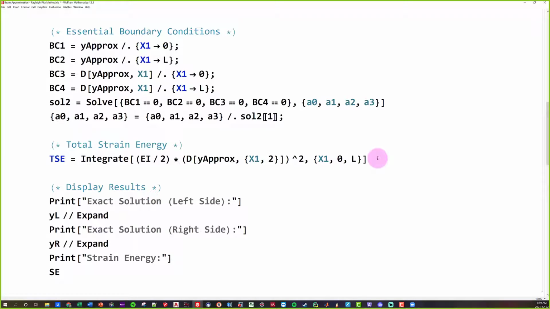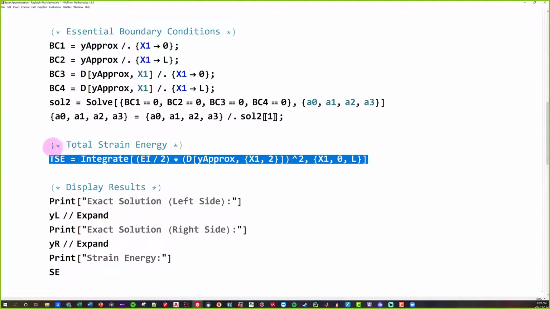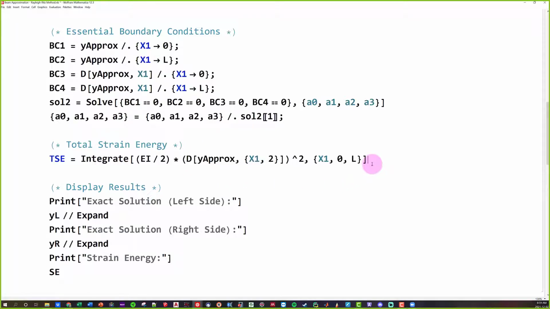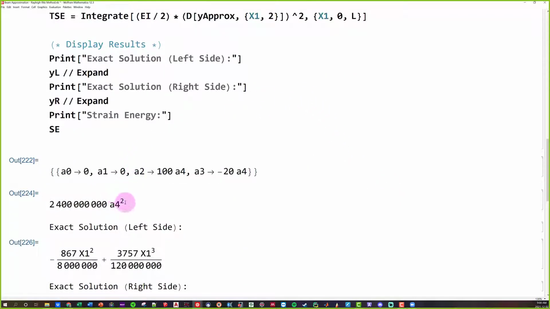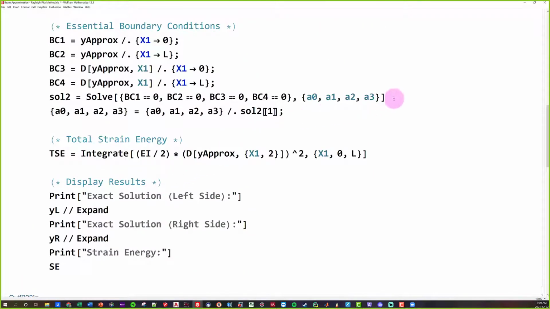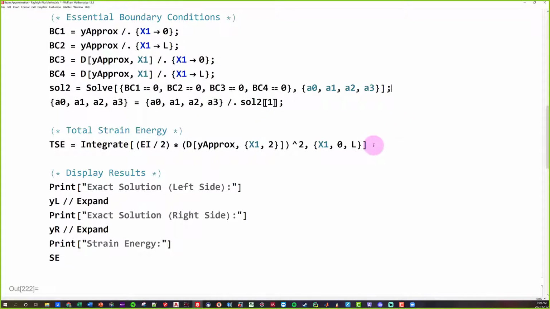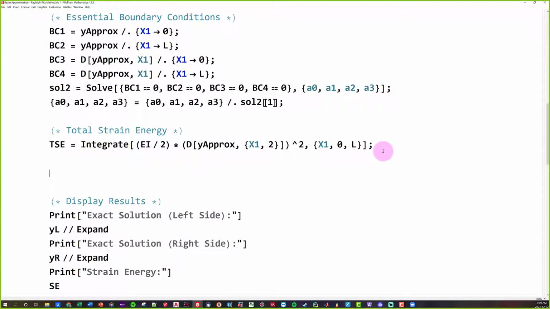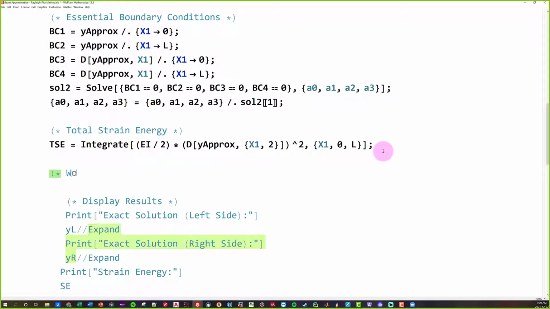Now, question for everyone in the chat. Would you expect this total strain energy to be a function of x1? Will this be a function of x1? No. We're integrating with respect to x1, so if I were to go to the total strain energy, as we can see, it's just this big, long, complicated mess right here. So I'm going to suppress this, and say, okay, we did total strain energy.